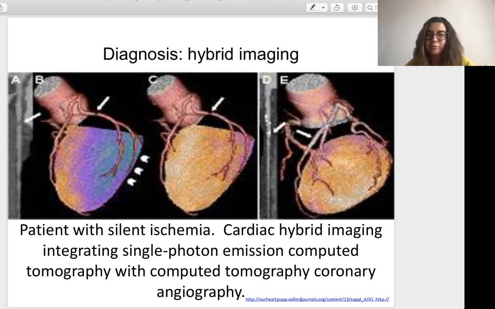And it can be hybrid imaging, when we use several methods for better visualization, and even, like in this picture, building a 3D map of heart muscle and vessels, coronary arteries and aorta. Here it is a picture of a patient with silent ischemia. Cardiac hybrid imaging integrating single photon emission computed tomography with computed tomography coronary angiography.